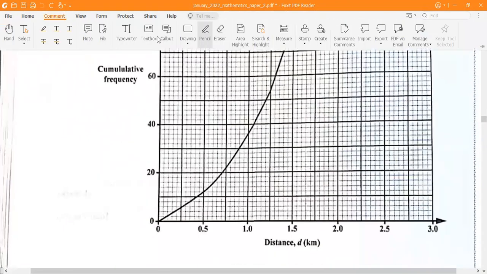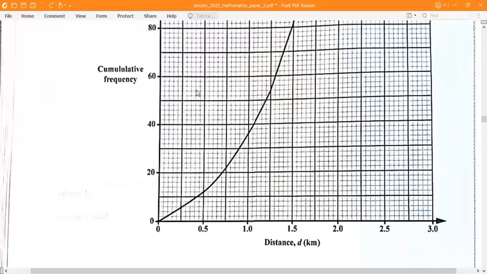All right, you just read your information from the graph. So this is 1 kilometer here. I carry a straight line up and a straight line horizontally, and I read off the value.